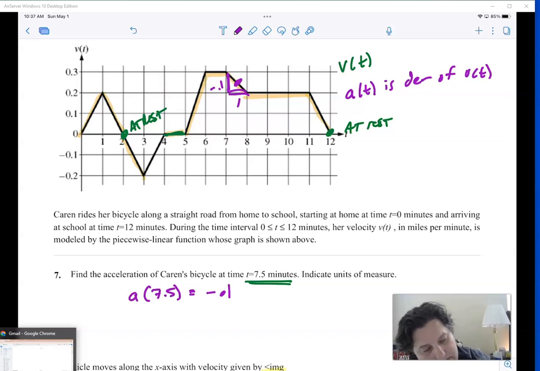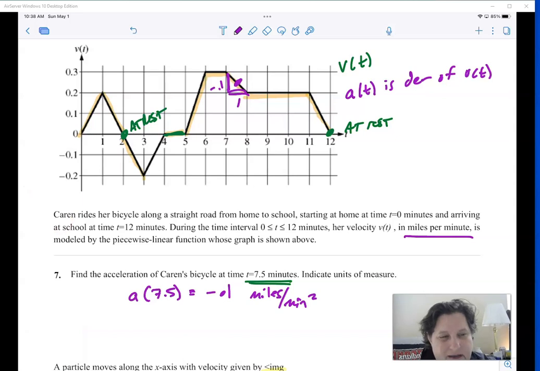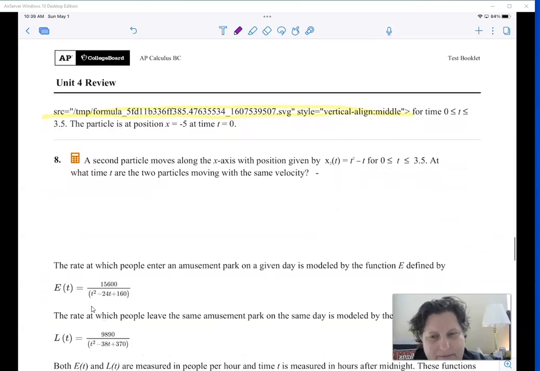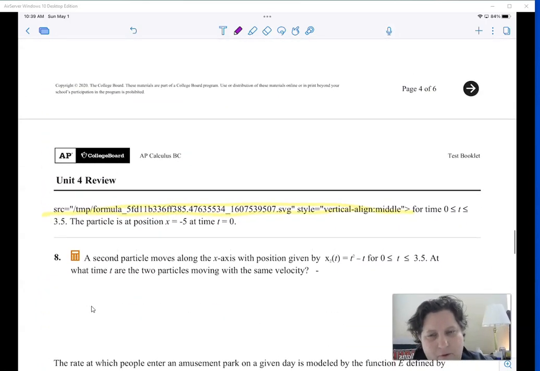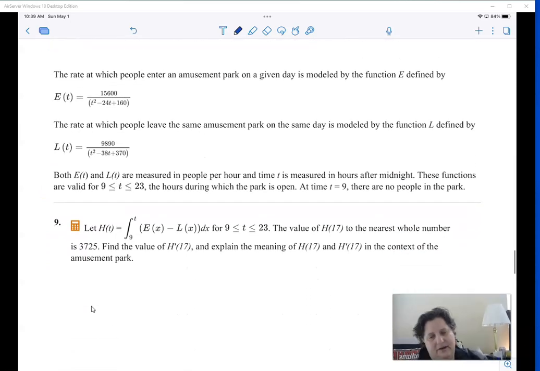Now, velocity is in miles per minute, so this is going to be miles per minute squared, right? And that's kind of all we can do because we don't have this second part of it. So what I was saying is we have to ignore number 8 because I don't have an equation there to work with. That's all right, you guys. We're just going to skip number 8. Let's go ahead and look at number 9. I think we can do this one. This is our last one.